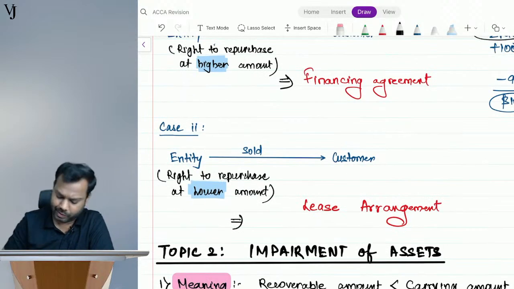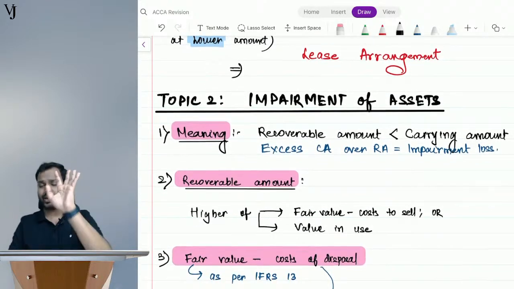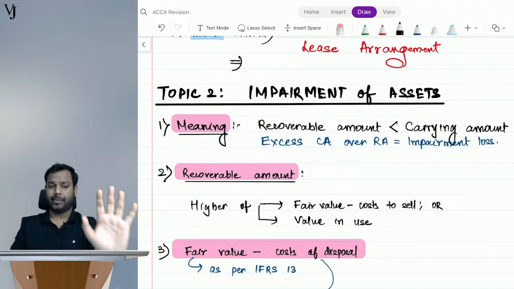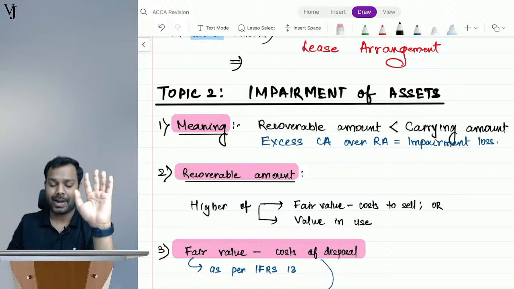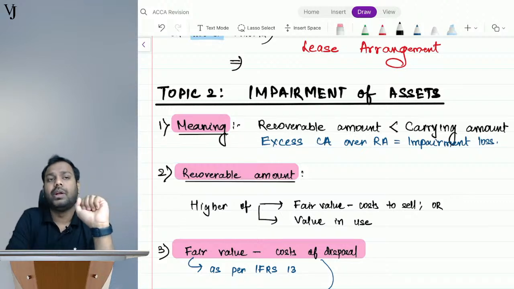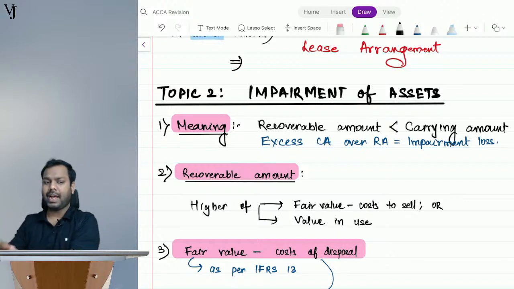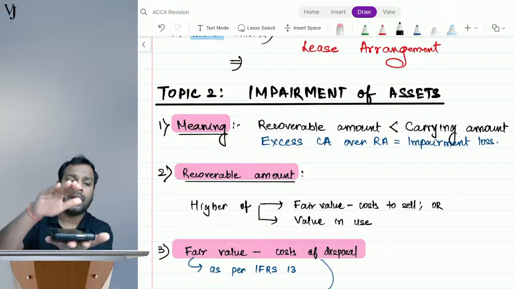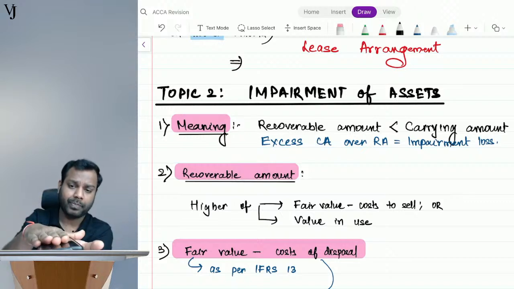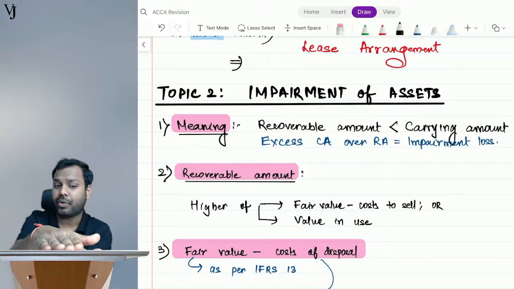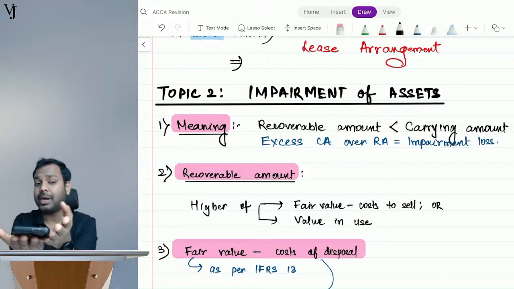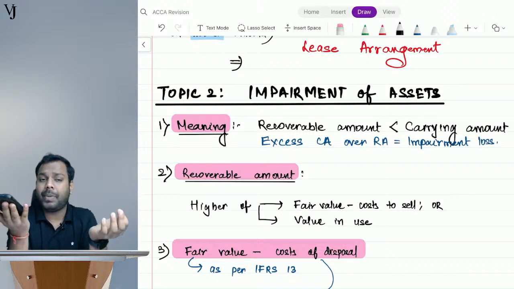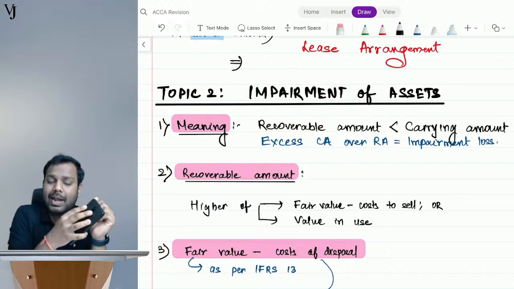Let's suppose I have this mobile phone. I assess that if I sell this mobile phone, I will get 12,000 out of it. But if I continue using this mobile phone, I'll get a benefit of 10,000 from this.